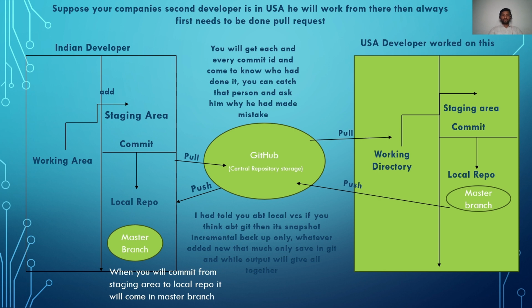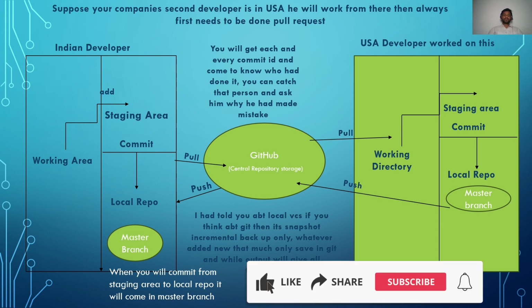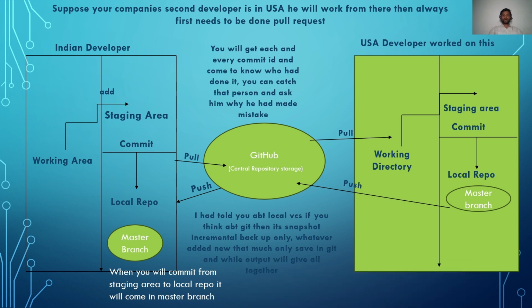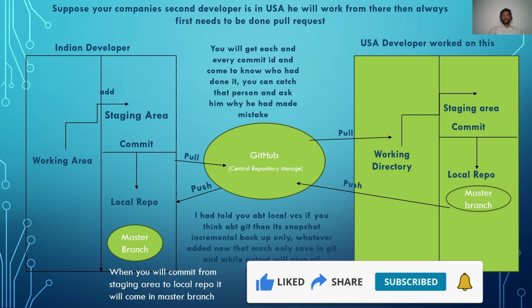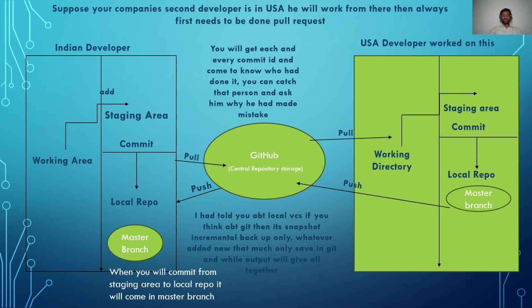I had told you about the local version control system. If you think about Git, it's a snapshot incremental backup only. Whatever is newly added, only that much is saved in Git, and while giving output it will give you everything. First of all, I would like to tell you about that snapshot incremental. Suppose Raju, I had told you about the local version control system also, how Ravi was saving the data.